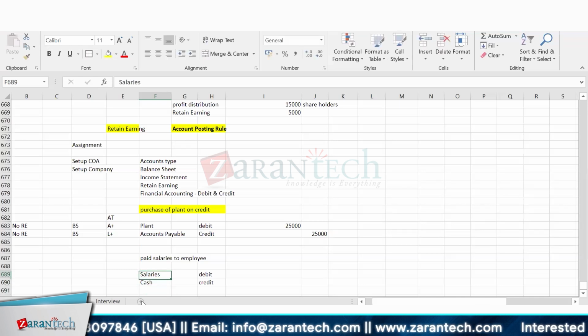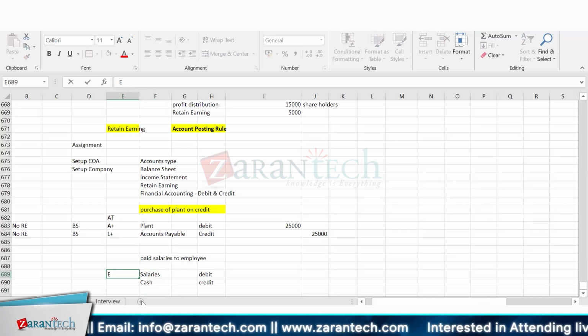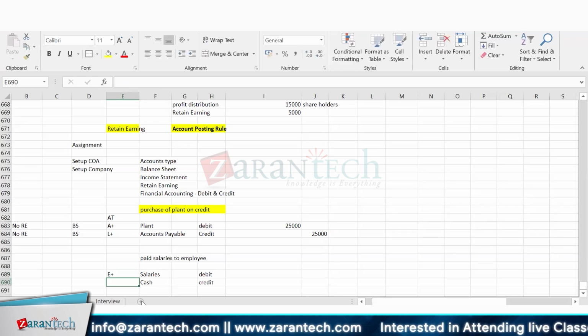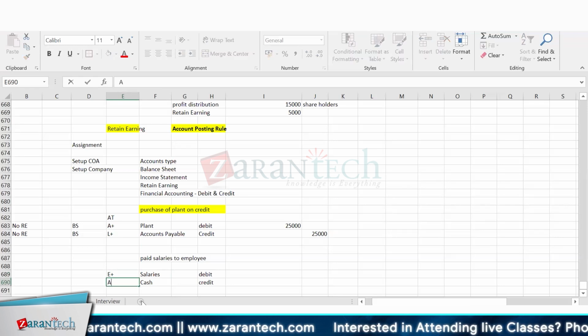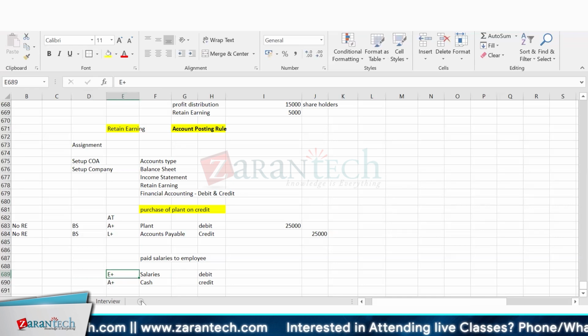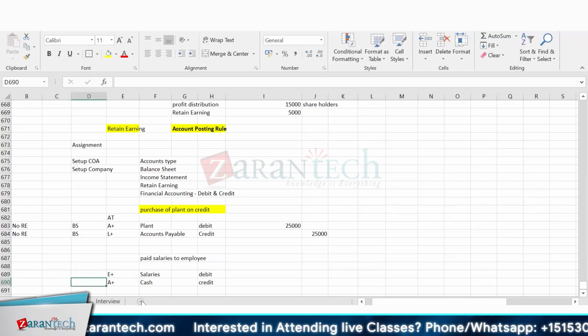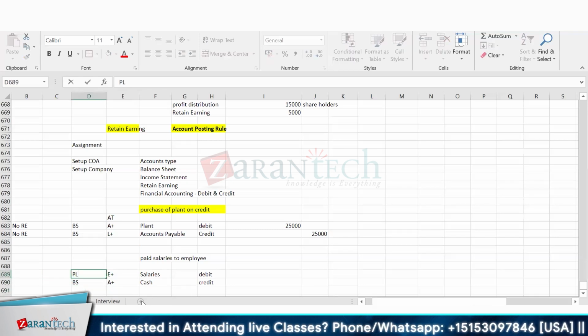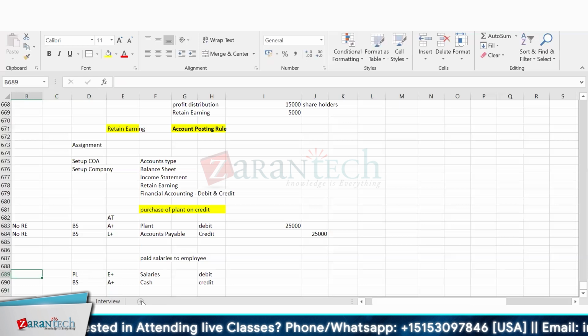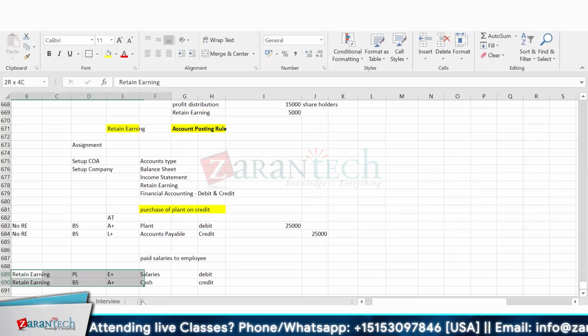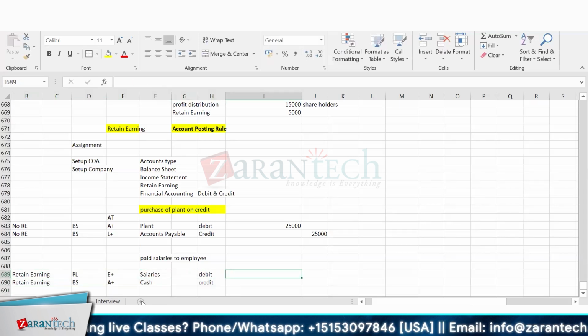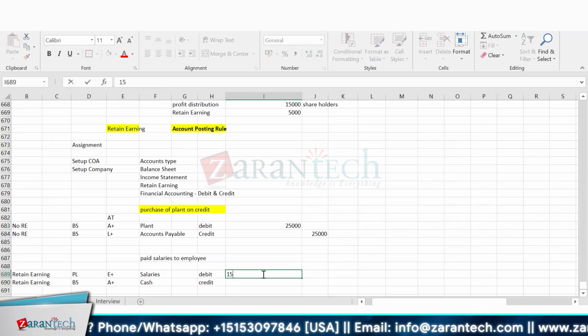Now here, what is the account type of salaries? Expense, not asset, it is expense. So expense increases and cash is my asset. Now tell me, will it hit the retained earning or not? Asset is my balance sheet, expense is my P&L. So here we have retained earning that will hit. Perform this transaction on your ledger as well. For example, the amount is 1500.